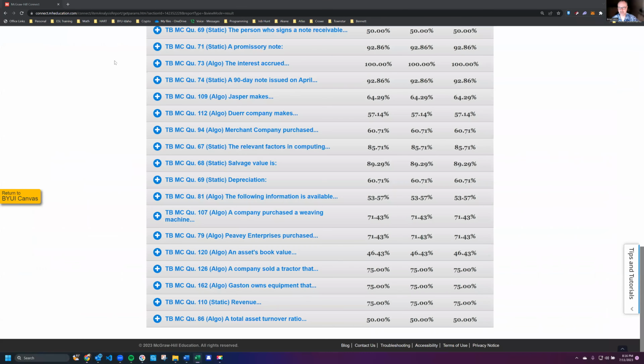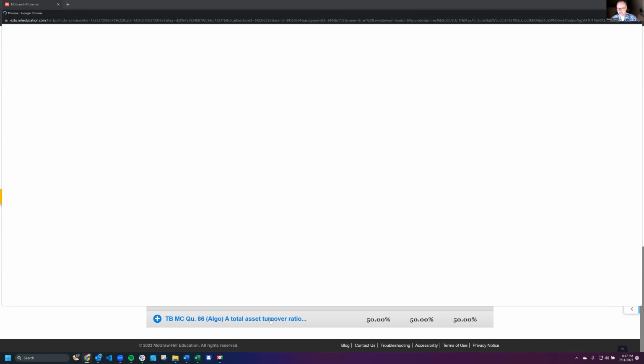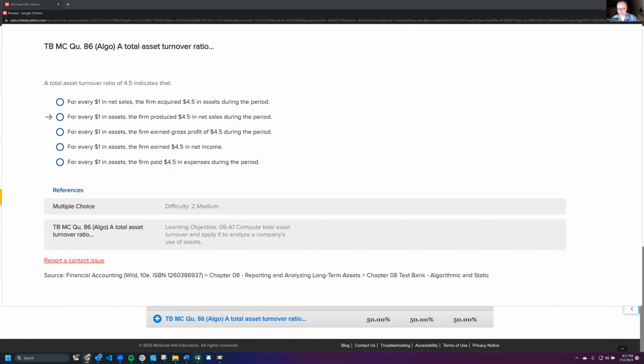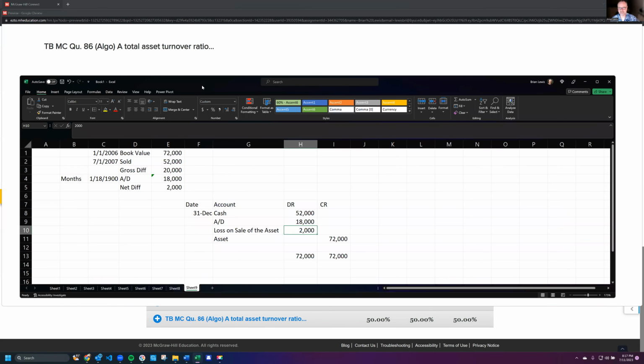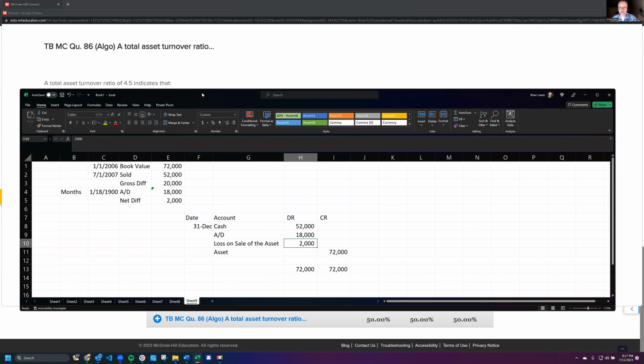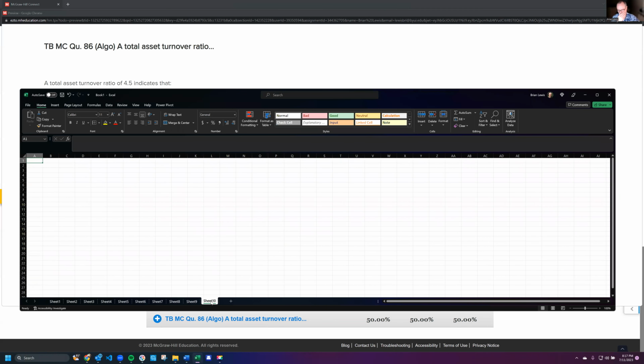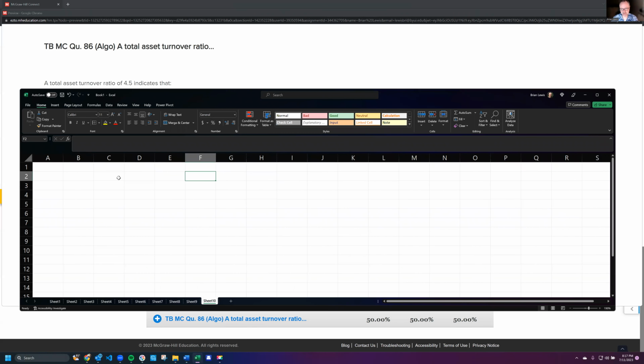Okay, let's see what we got. Was that one? That one? I'll do one more. One more. I'm losing it. Total asset turnover ratio. Oops, I didn't want to see the answer. Okay, an asset turnover ratio of 4.5. Ooh, an asset turnover ratio. Let's just do asset turnover.